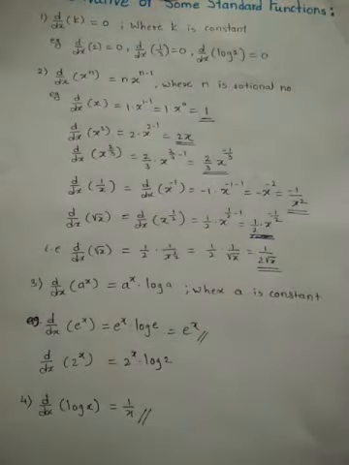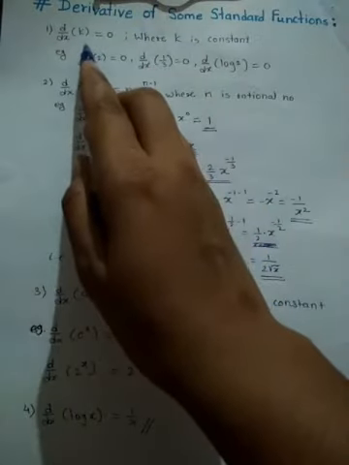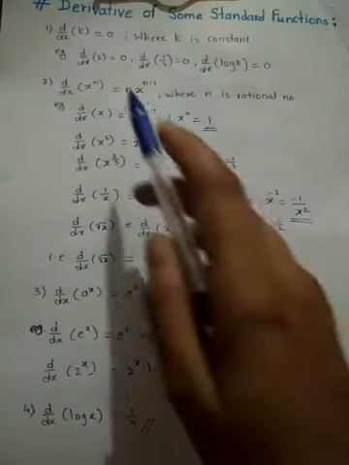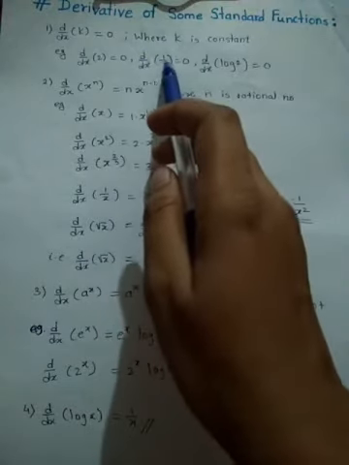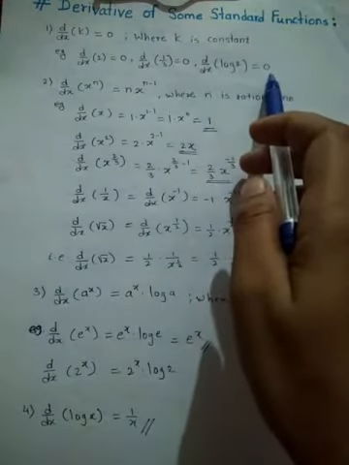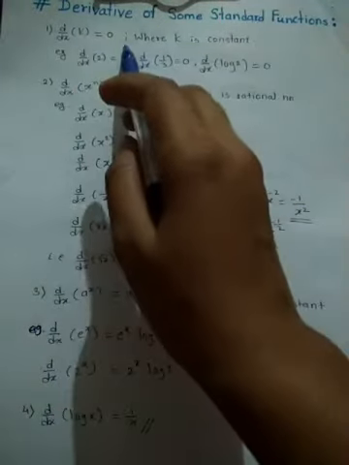Now see the derivatives of some standard functions. Derivative of k, where k is a constant, derivative of any constant is 0. For example, derivative of 2 is 0, derivative of 1 by 3 is 0, derivative of log 2 equal to 0. For any constant, if variable x is absent, then such an expression is known as a constant. Derivative of any constant k is 0.